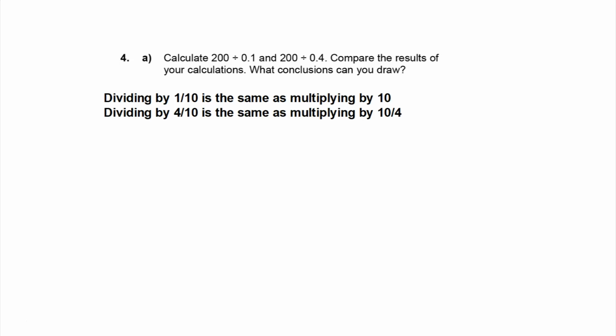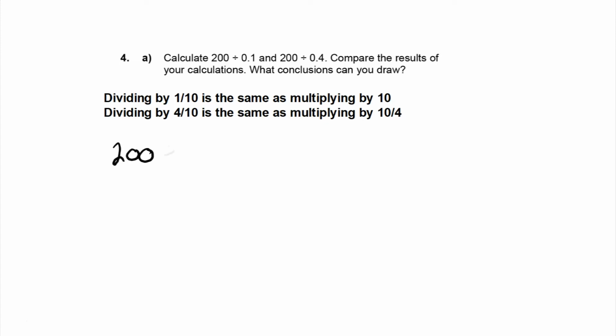Calculate 200 divided by 0.1 and 200 divided by 0.4. Compare the results of your calculations, and what conclusions can you draw? Remember, dividing by a fraction, like 1/10, is the same as multiplying by 10. The other part that you need to recognize from that is that dividing by a fraction like 4/10 is the same as multiplying by the opposite of that, by 10 divided by 4. So let's see how that works in this case.